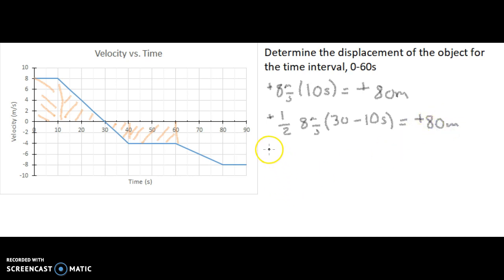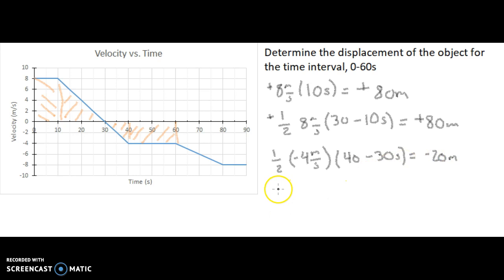For the next part, we have now a negative velocity, so it's traveling in the opposite direction that it was originally traveling. And again, it's a triangle, so 1/2 times negative 4 meters per second, which would be the height of that triangle, times the base of it, which is going to be 40 seconds minus 30 seconds, so that'll be 10 seconds. And a total displacement of the object during that time is going to be negative 20 meters.